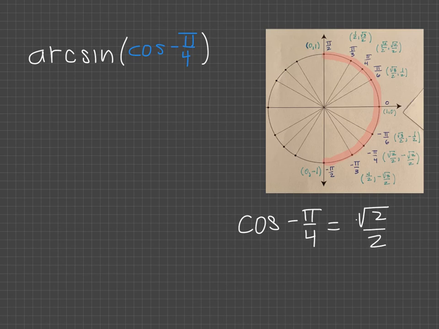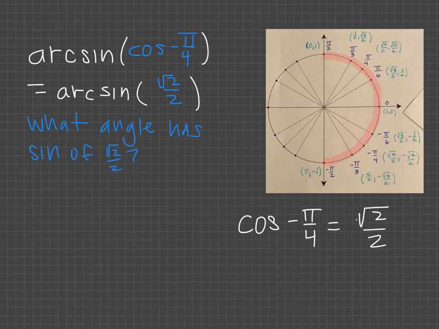So we are looking for arcsine of square root 2 over 2. That means we're asking the question, what angle has sine of square root 2 over 2? Looking at our unit circle, we get to pi over 4. That has square root 2 over 2 as its y value, pi over 4. So arcsine of cosine of negative pi over 4 is equal to positive pi over 4.